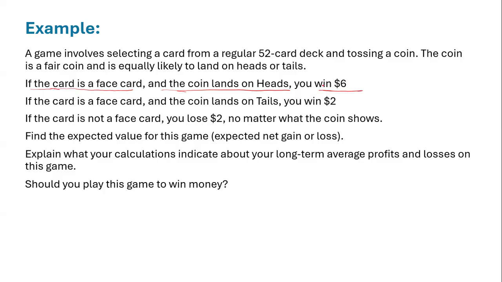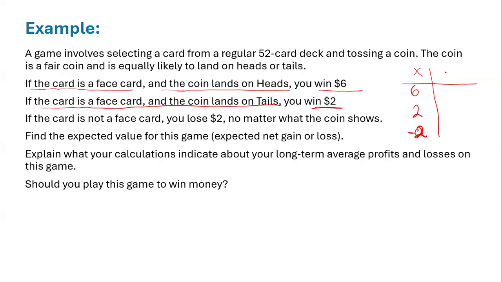And as you see in this problem, it doesn't mention anything that you have to pay something to start the game. So that $6 that you win, that's your net gain. If the card is a face card and it's tail on the coin, you win $2. So that means your X values are $6 or $2. And if the card is not a face card, you lose $2 or nothing, which is 0. Oh, sorry. It says you lose $2, so it's -2. Yes, you have to pay $2, no matter what the coin shows. So these are your X values. You win nothing, but you still have to pay $2.